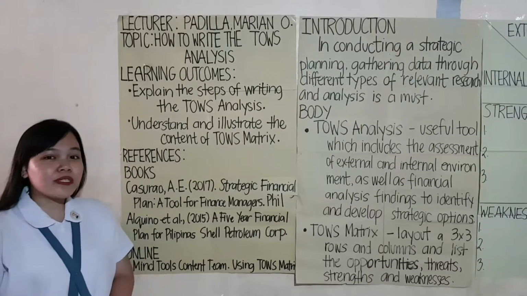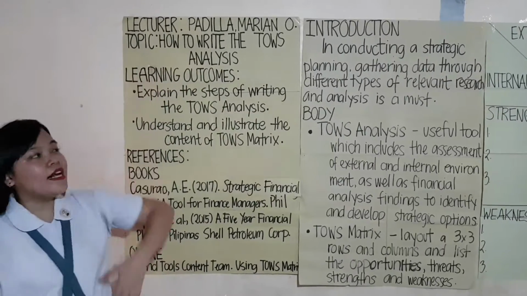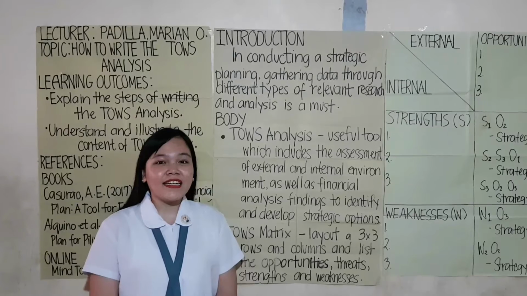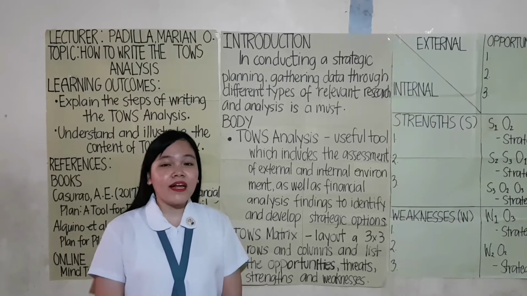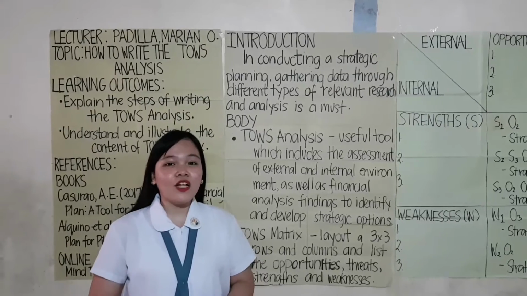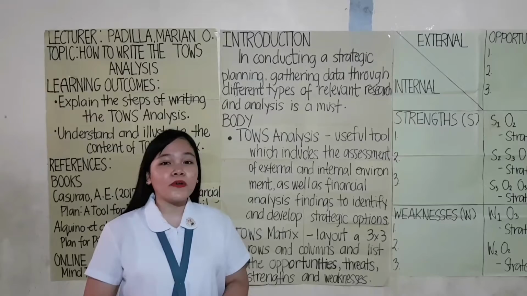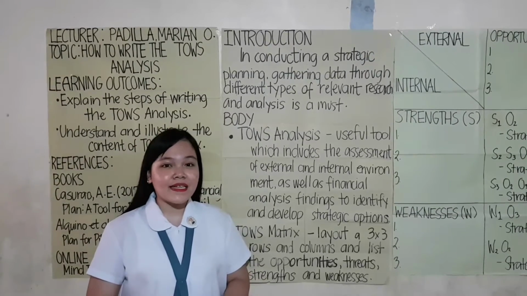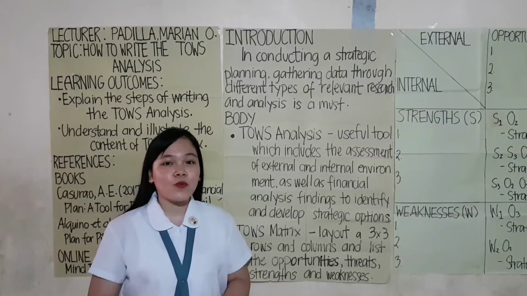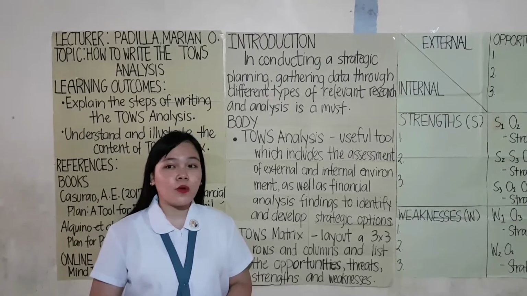So, now let's proceed to my topic, how to write the TOWS analysis. Conducting strategic planning, gathering data through different types of relevant research and analysis is a must. On previous lectures, the analysis of external environment, opportunities and threats, internal environment, strengths and weaknesses, as well as the financial analysis was discussed. We must go back to those findings in order to do the TOWS analysis.